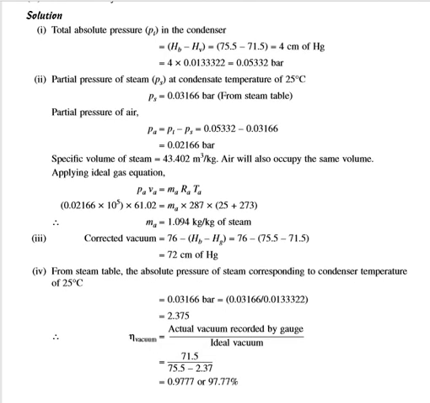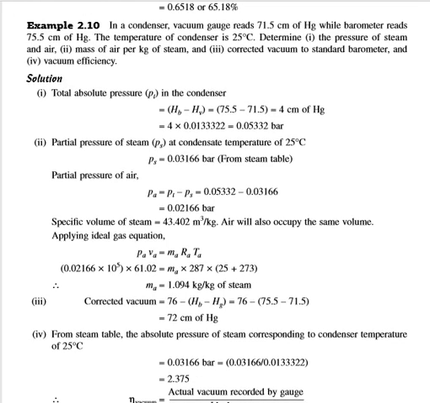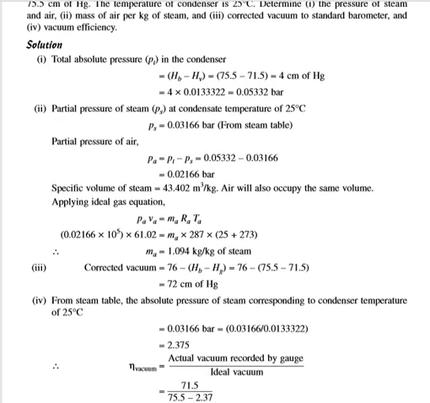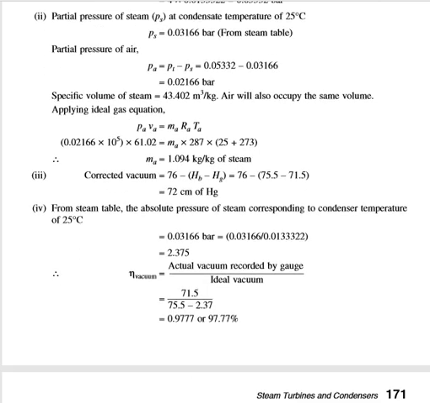Next parameter, you have to find the corrected vacuum. Corrected vacuum is 76 minus (HB minus HV). Again, you put in the values and we get 72 centimeter of Hg. That is the corrected vacuum. And then find the last parameter, the vacuum efficiency. How do we find vacuum efficiency? Vacuum efficiency is nothing but the actual vacuum recorded by the gauge divided by the ideal vacuum.